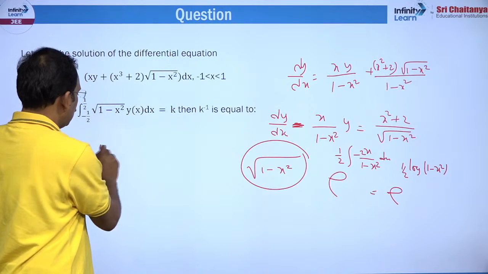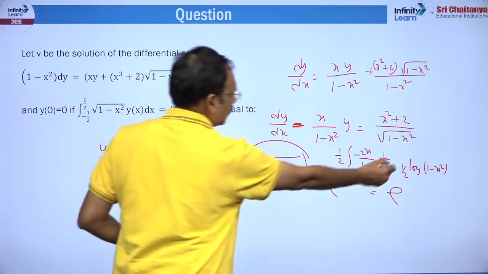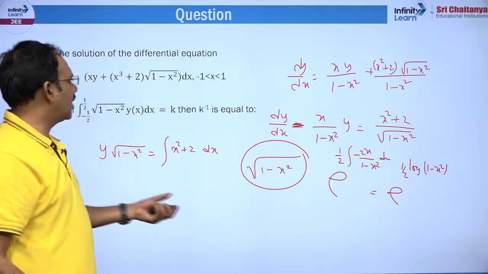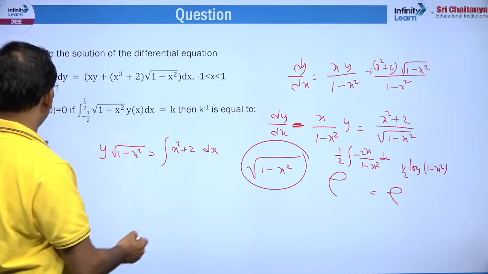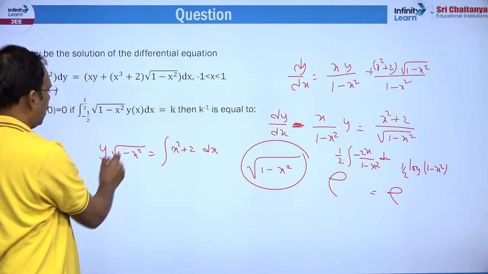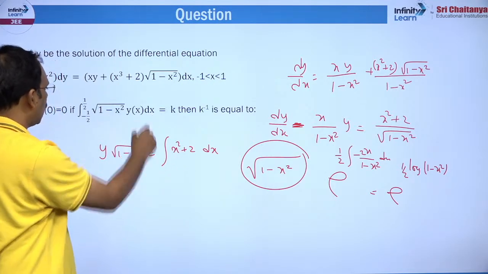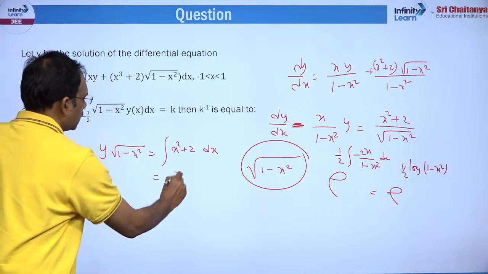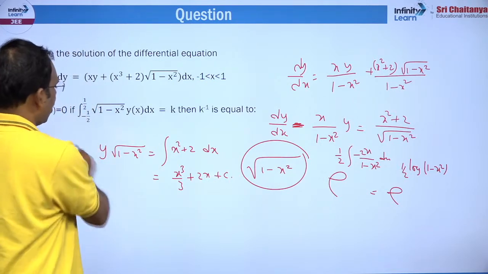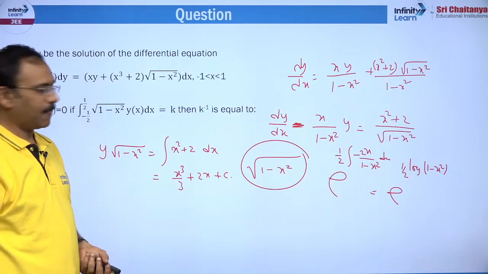Now, y into the integrating factor is equal to the integral of q(x) into √(1 - x²), which got cancelled, (x² + 2) dx, right. Now you can easily integrate. He has given the solution. You see, √(1 - x²) into y(x), you just find y(x), you will get x³/3 + 2x plus c, and he has given y(0) = 0, in the sense you will get c = 0, right.